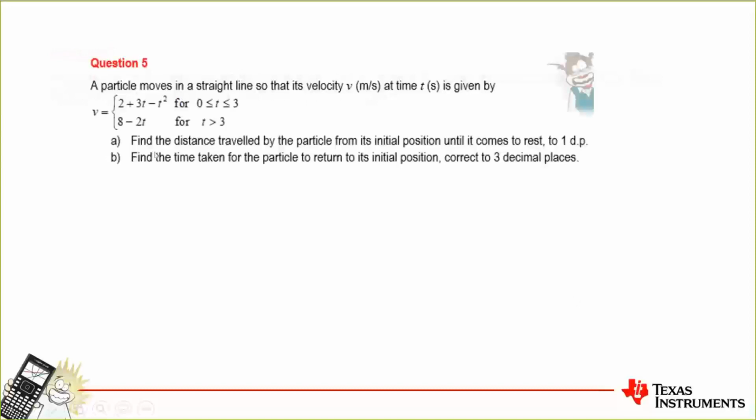Let's have a look at one question when we have the piecewise function. A particle moves in a straight line and velocity is given by a quadratic function for time between 0 and 3 and linear when t is greater than 3. Part A, find the distance traveled by the particle from its initial position until it comes to rest. Give the answer to 1 decimal place. And part B, find the time taken for the particle to return to its initial position, correct to 3 decimal places.